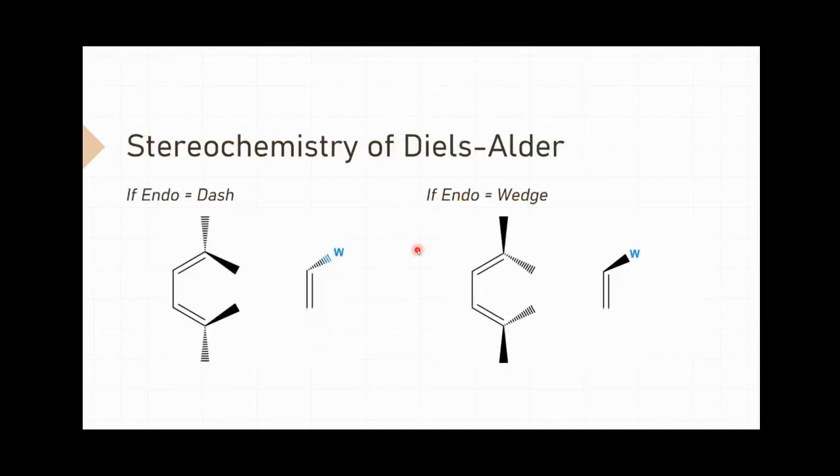So here's a kind of neat trick. If your endo is a dash, then your trans will also be dash for the diene at least, and then your cis will be a wedge. However, if you want to make your endo a wedge, then you would have to flip the substituent stereochemistries.